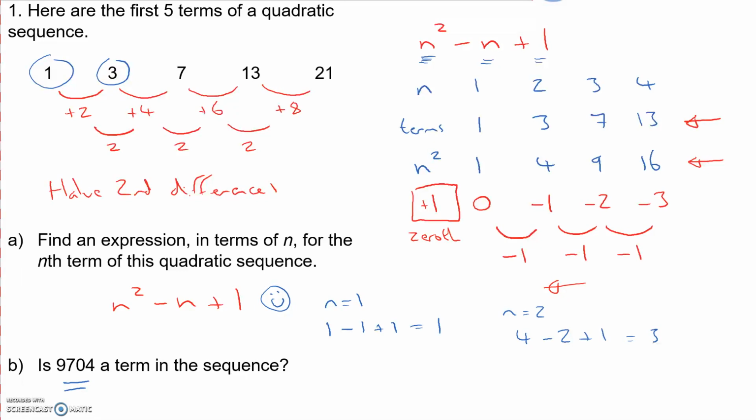Is 9,704 a term in the sequence? Well, let's look at the sequence. We've got 1, 3, 7, 13, 21. Can we notice that all of the terms in that sequence are odd? Now, is that always going to be true?